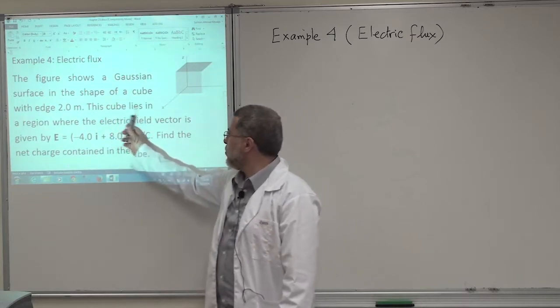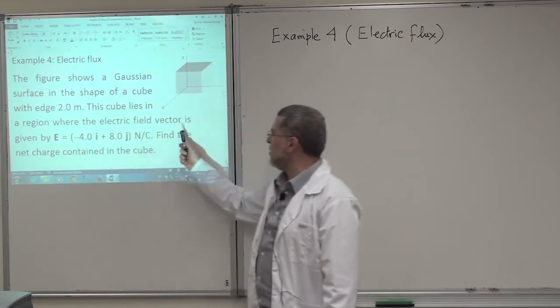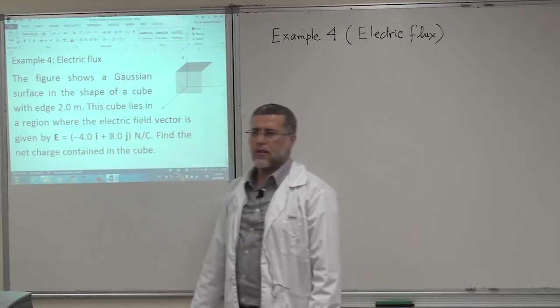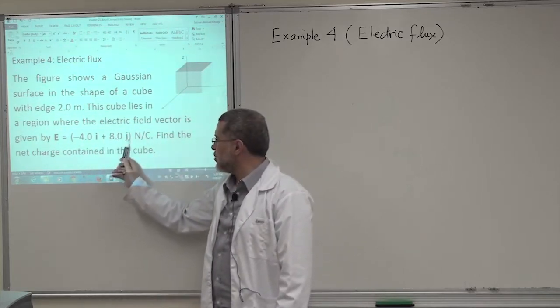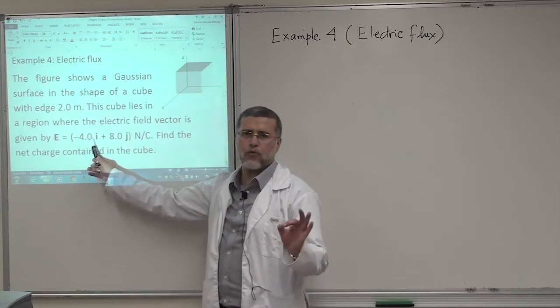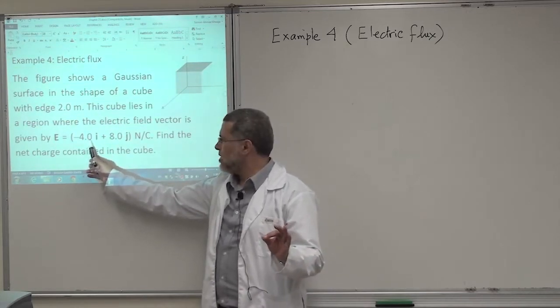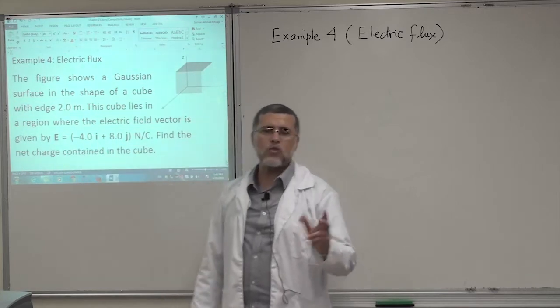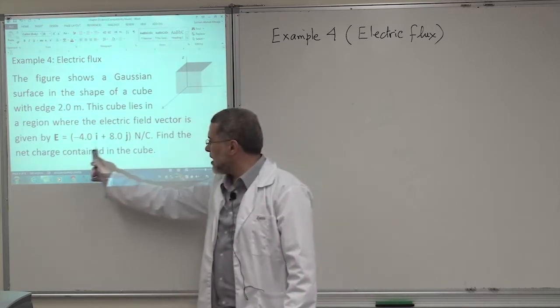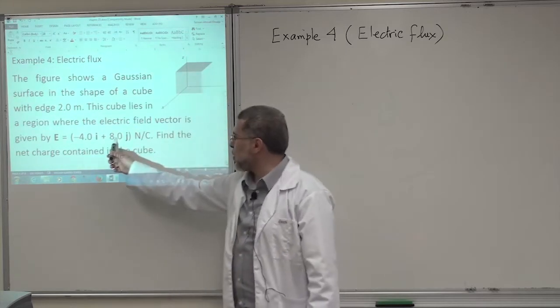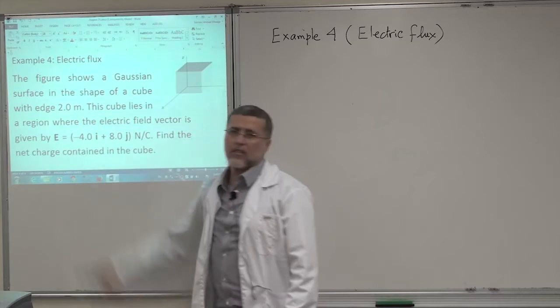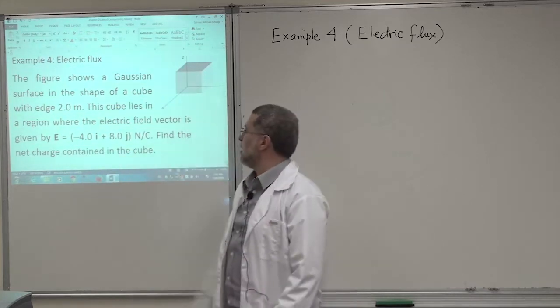This cube lies in a region where there is an electric field vector given by this. The electric field has 2 components, minus 4 i plus 8 j. You notice that the electric field is uniform. There are no changes with x and y. It has 2 components, one along the x-axis, which is negative, and the other along the positive y-axis. So the vector E, the electric field, is crossing this surface here.